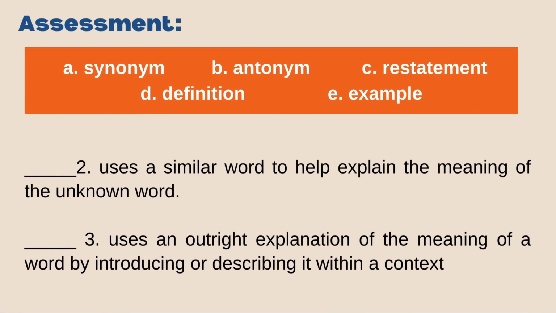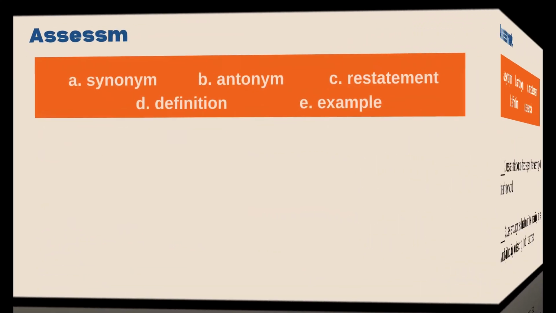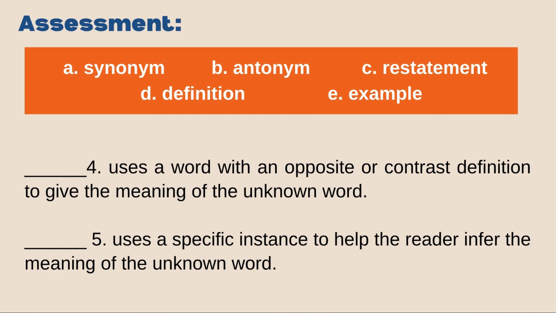2. Uses a similar word to help explain the meaning of the unknown word. 3. Uses an outright explanation of the meaning of a word by introducing or describing it within a context. 4. Uses a word with an opposite or contrast definition to give the meaning of the unknown word. And 5. Uses a specific instance to help the reader infer the meaning of the unknown word.